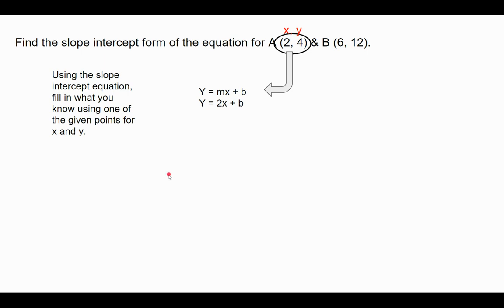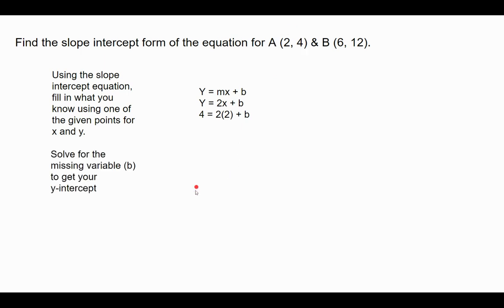So when you take that, you simply fill them in. We fill in our y for y. You fill in your x for x. Then you solve for your missing variable. Notice the variable that is missing is b. We know that b stands for y-intercept. So when we solve this, it will give us our y-intercept. The first thing we've got to do is our 2 times 2. You get 4 equals 4 plus b.